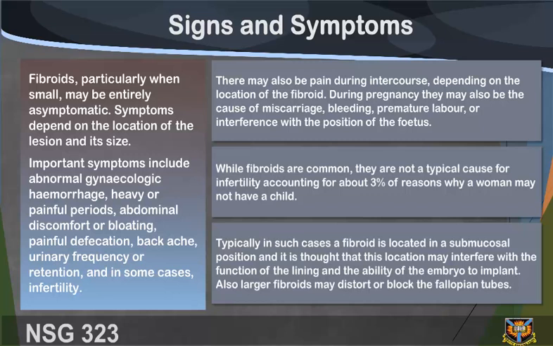During pregnancy, there may also be a risk of miscarriage, bleeding, premature labor, or interference with the position of the fetus. While fibroids are common, they are not a typical cause for infertility, accounting for about 3% of reasons why a woman may not have a child. Typically, in such cases, a fibroid is located in a submucosal position, and it is thought that this location may interfere with the function of the lining and the ability of the embryo to implant. Also, larger fibroids may distort or block the fallopian tubes.